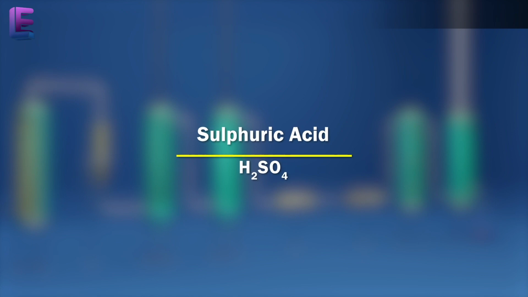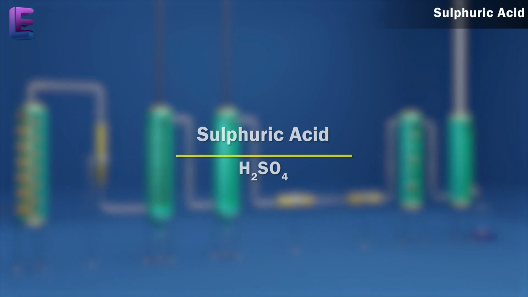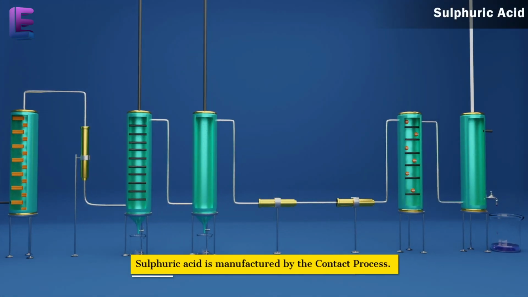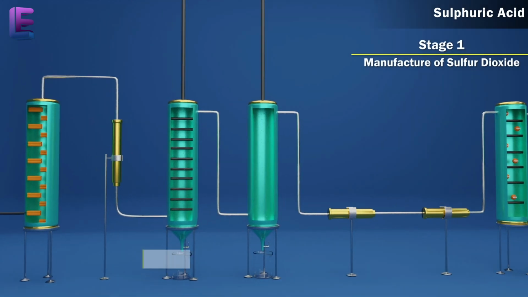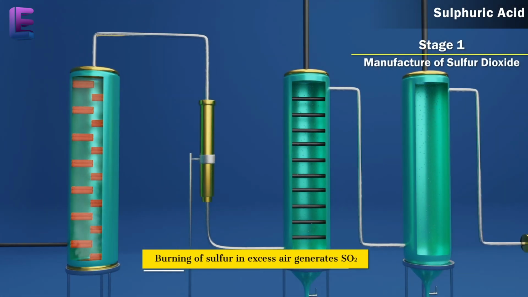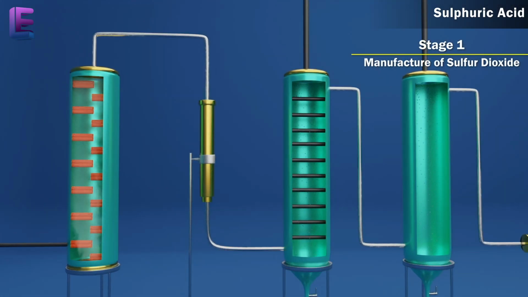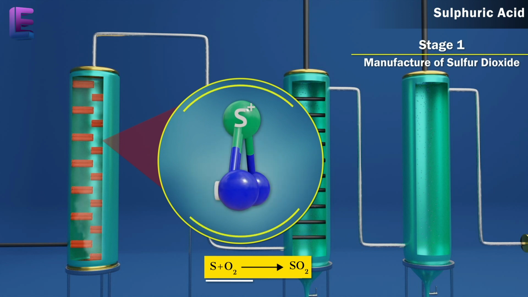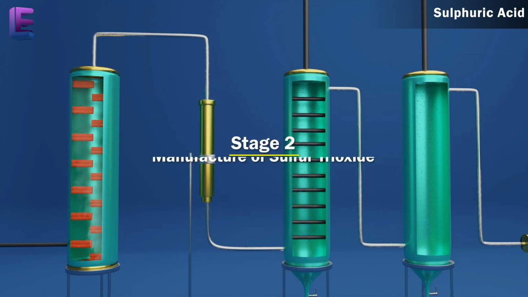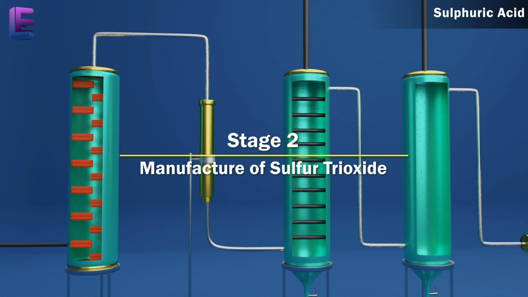Sulfuric acid, H2SO4. Sulfuric acid is manufactured by the contact process which involves 3 steps. Stage 1. Manufacture of sulfur dioxide. Burning of sulfur in excess air generates SO2. The product mixes with oxygen and becomes useful in the next step. S plus O2 gives rise to SO2.